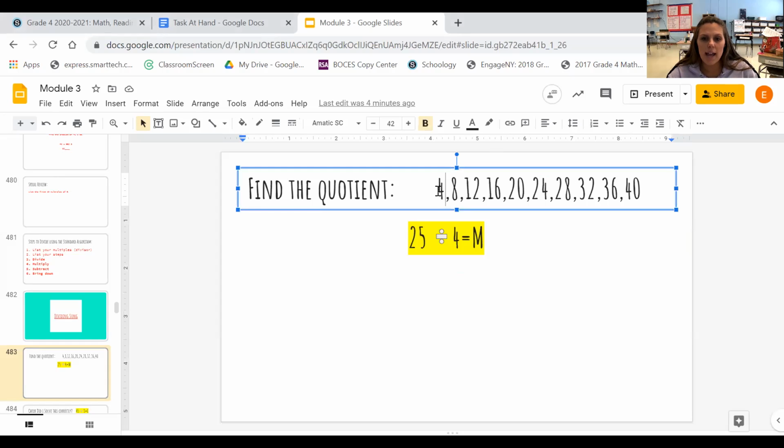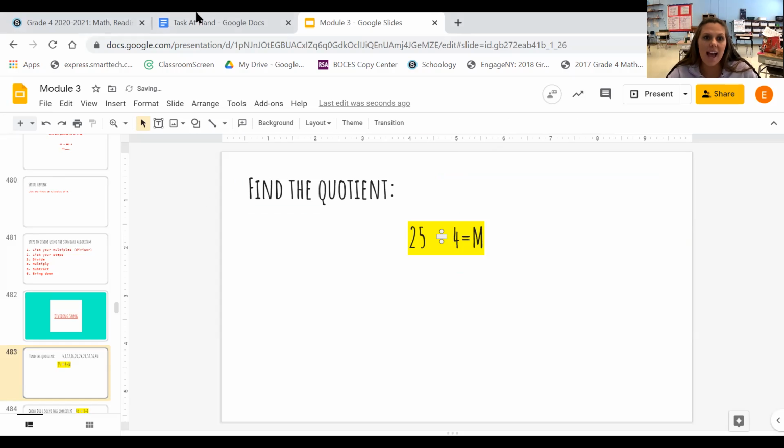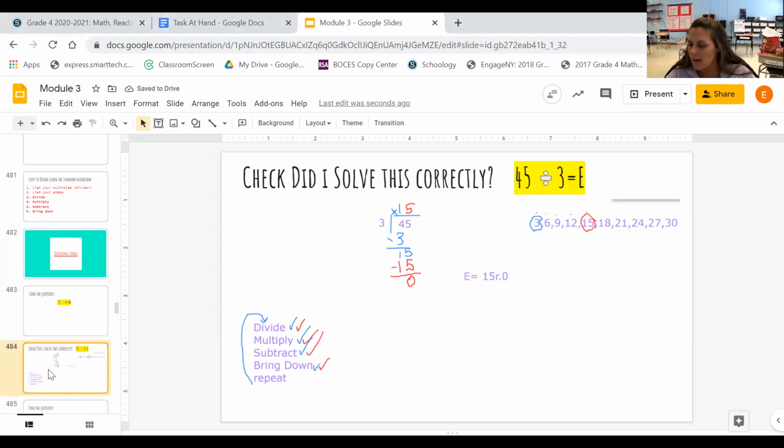All right, let's try another one. What I did was I solved the next problem all by myself before coffee though, so I need your help. Can you go ahead and solve 45 divided by 3 and try to tell me the value of E?